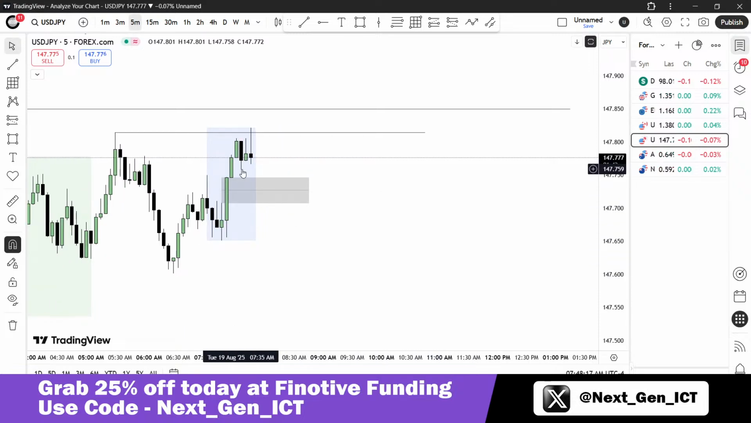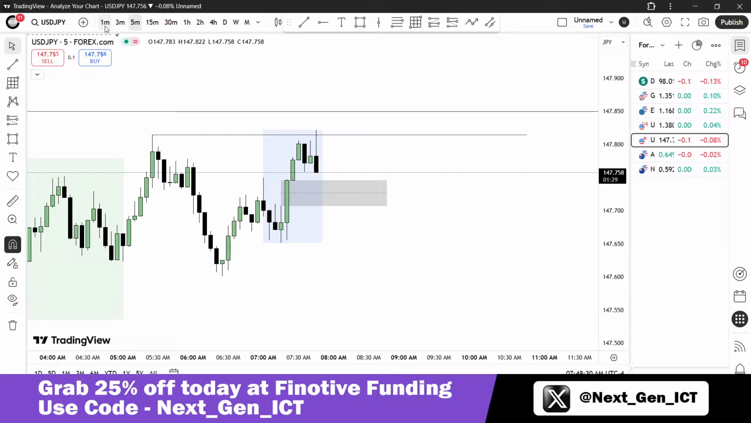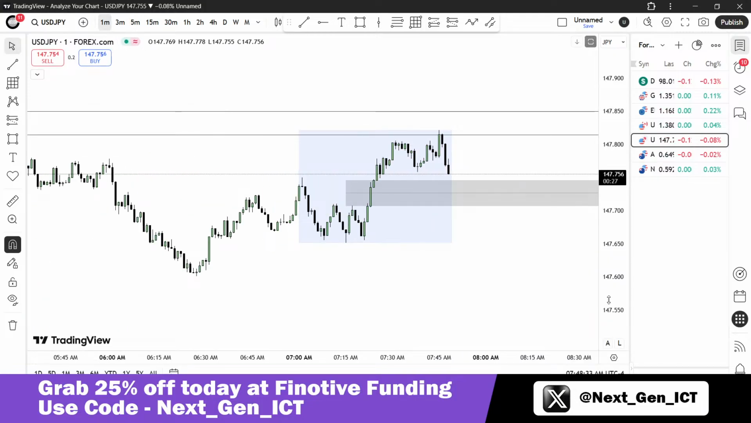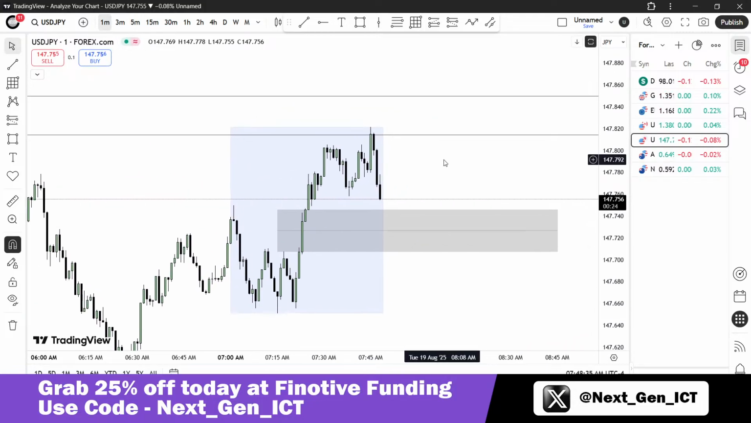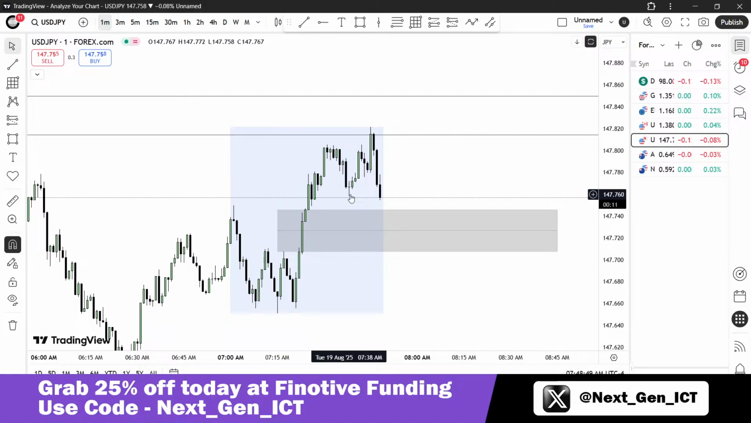Come on, close below this one. Yeah, we are seeing some pull. Let's see on a 1 minute chart. See how price closed around there, that buy side. Right now I want to see this low. Okay, it's already broken.